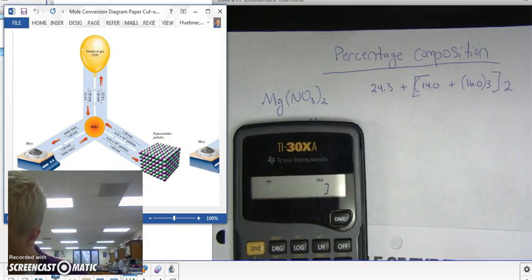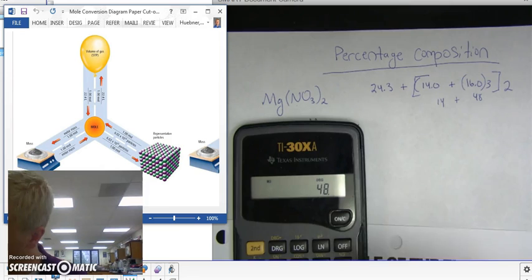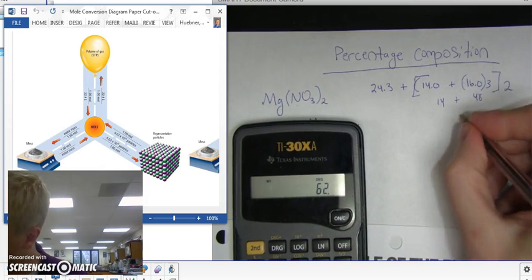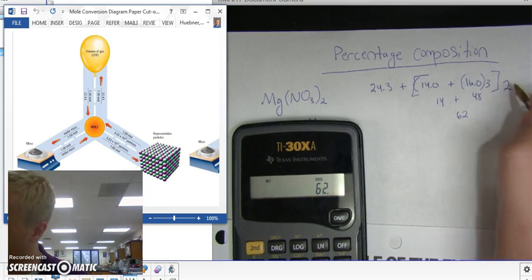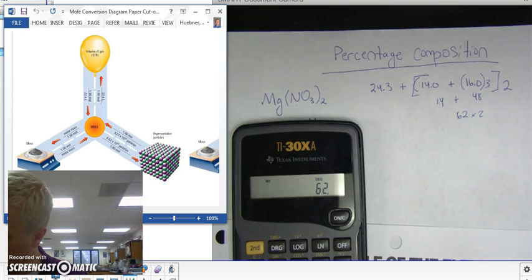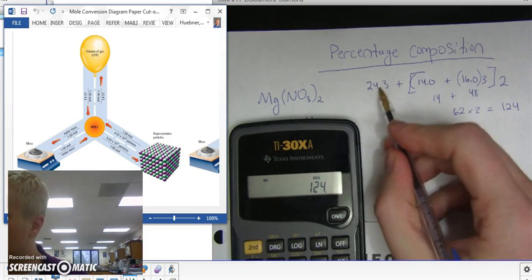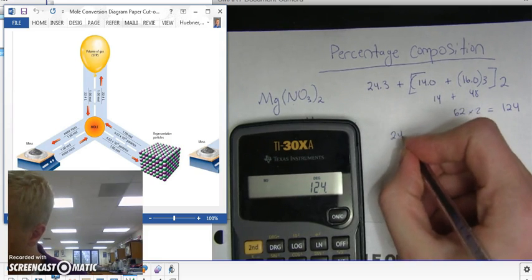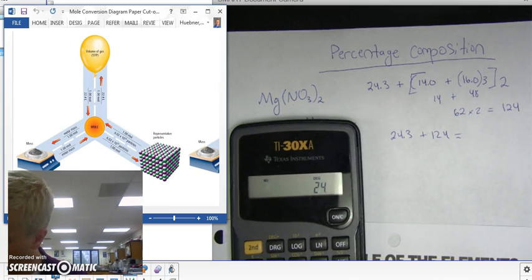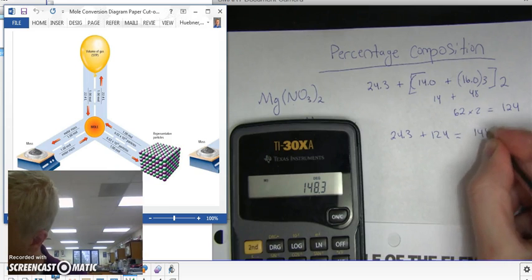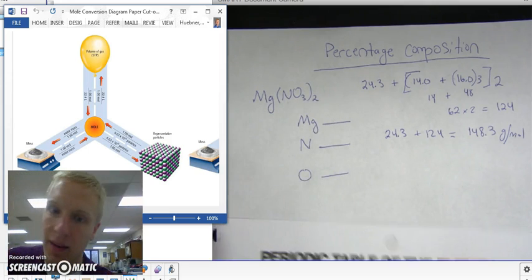Alright, so 3 times 16 is 48, plus 14, 62. And I have to multiply, so 62 is what is inside here. I'm going to multiply the whole thing by 2, and it equals 124. But I can't forget about this 24.3. So I got 24.3 plus 124. That equals 148.3 grams per mole. So that's my molar mass of magnesium nitrate.